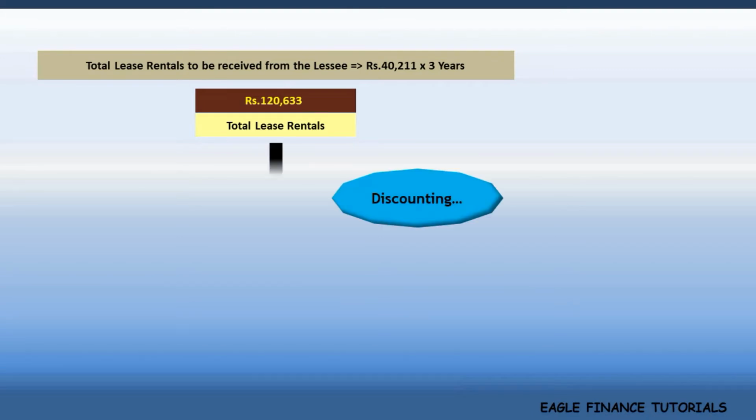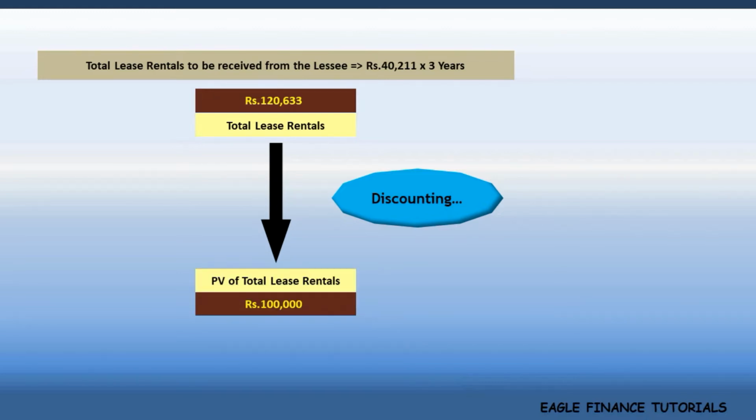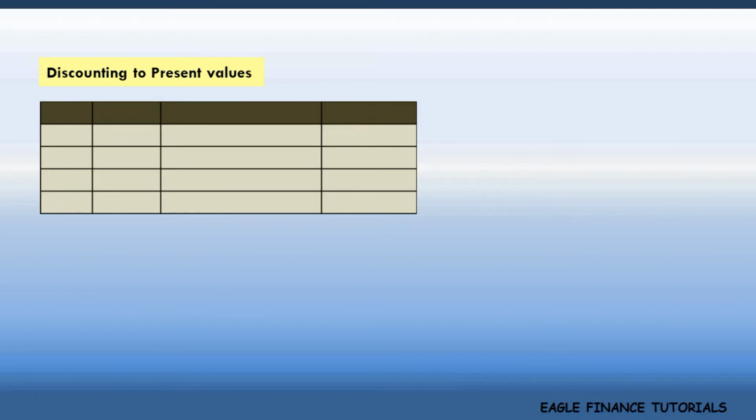Lease rentals, when discounted, we get the present value of lease rentals as rupees 1 lakh, the fair value of asset given on lease. Let's work it out and see. As we start to discount the lease rentals, we make a table like this. Lease rentals, 40,211 each year. We plot these on the table.